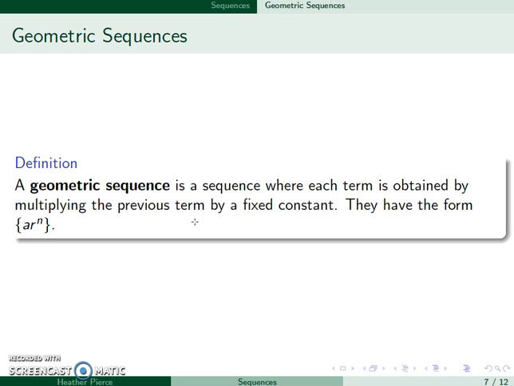So next we're going to look at a particular type of sequence, a geometric sequence. This is where each term is obtained by multiplying the previous term by a fixed constant. And they generally have the form a times r to the n, where this r is called the ratio.